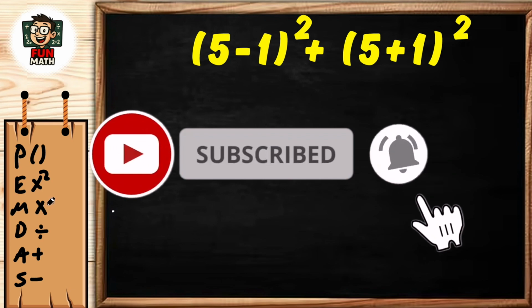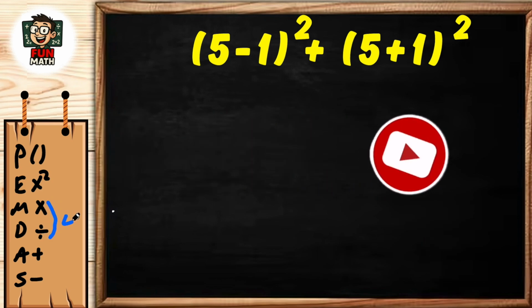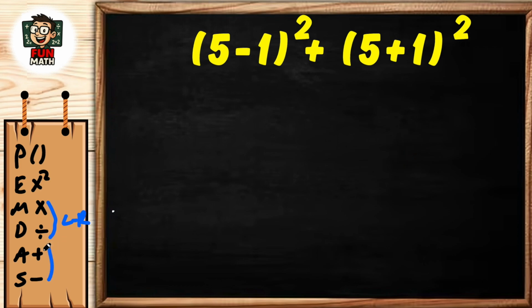We have one more feature here. There is no order between multiplication and division. Operations are performed from left to right. Similarly, there is no order between addition and subtraction. Operations are performed from left to right. Let's apply this rule to our question.